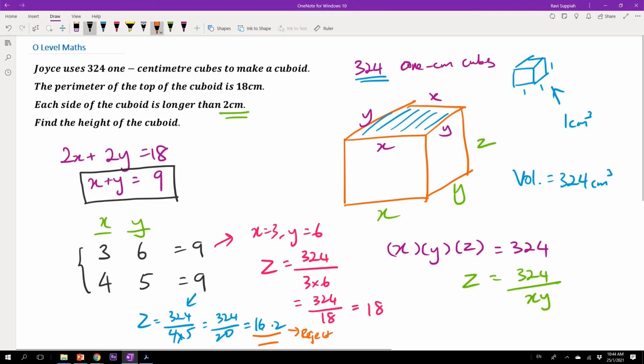So the correct value for z would be 18. If z is confirmed to be 18, then we can also say that x equals 3 and y is equal to 6. So the answer for this question is that z is equal to 18. That is the final answer here.